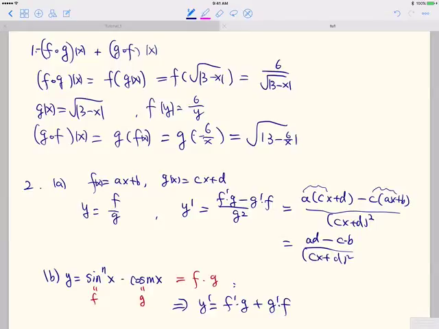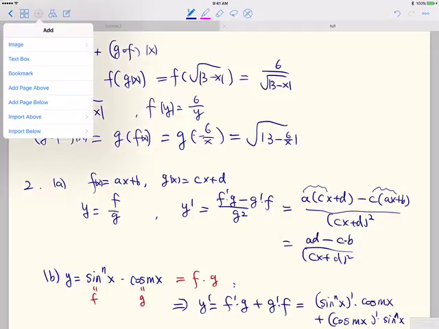This is a composition of two functions. Okay, I'll just write down here, since we have plenty of time, because if you are in a hurry, you can always skip those parts you already know, right? So I will write down in details. So f, this is sine to the power of nx prime times cosine mx plus cosine mx prime times sine to the power of nx, right?